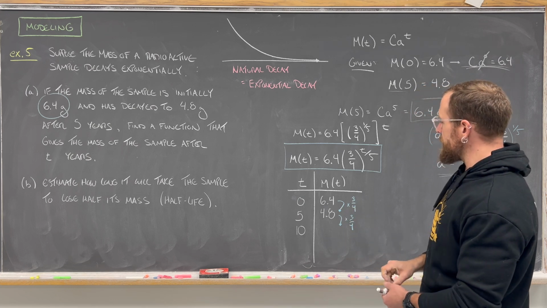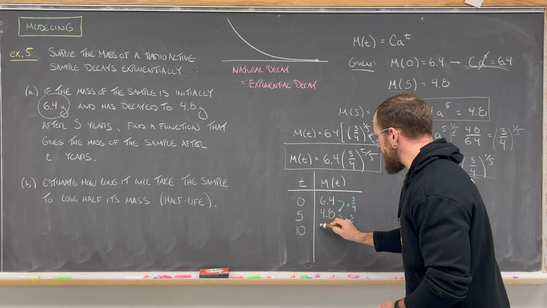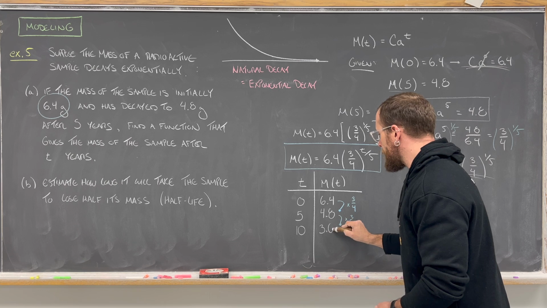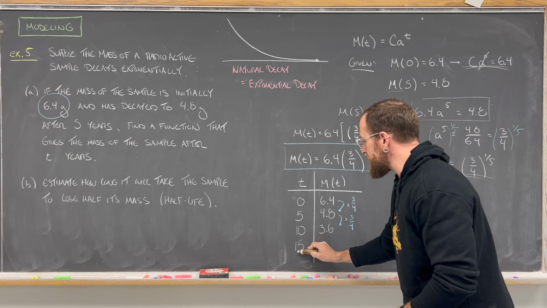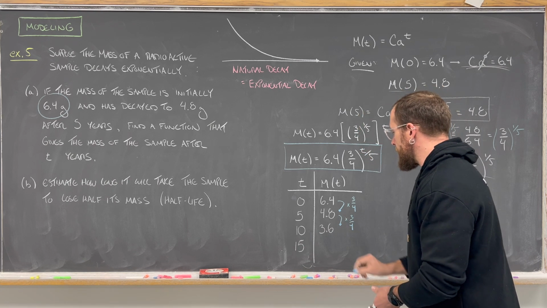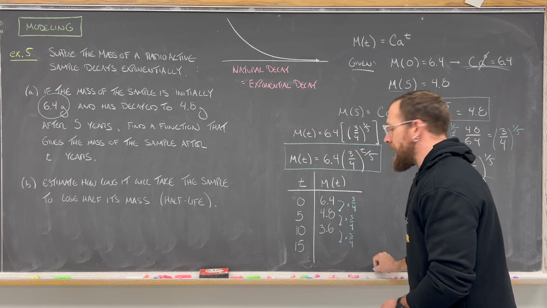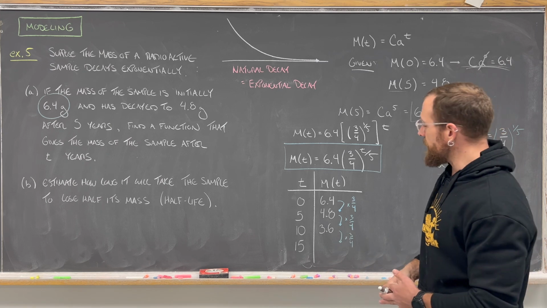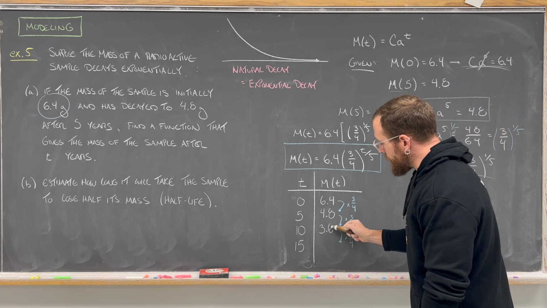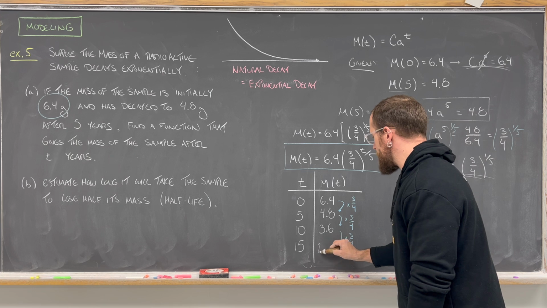Okay, now 3/4 of 4.8, that would be 3.6. And if you wait another 5 years, the mass will get multiplied by 3/4 again. Every 5 years, the mass gets multiplied by 3/4. 3/4 of 3.6 would be 2.7.